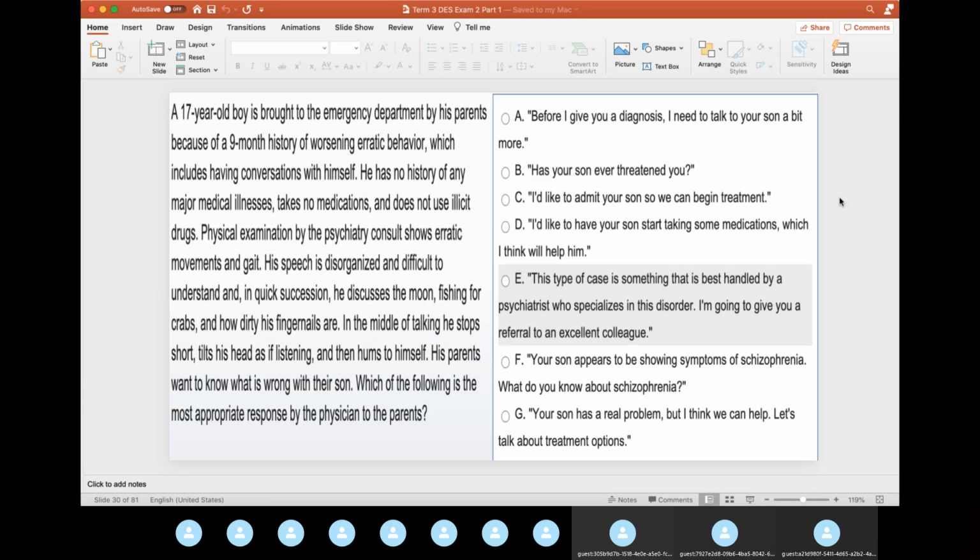They're worried about their son, right? Their son is having erratic behavior. Which of the following is the most appropriate response by the physician to the parents? What are we thinking? E. Or A, I'm between those two. E and A. Before I give you a diagnosis, I need to talk to your son a bit more. What's the value of A as the answer?